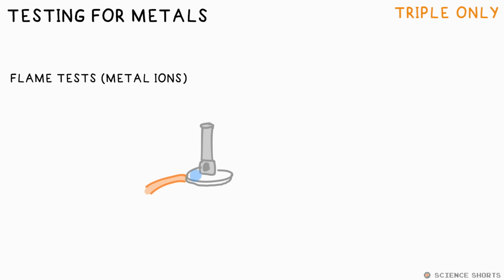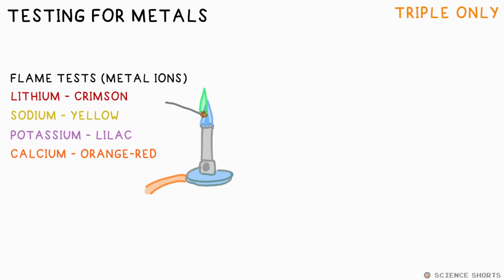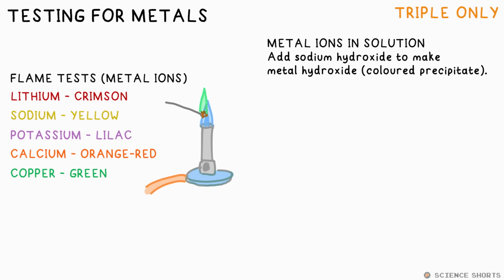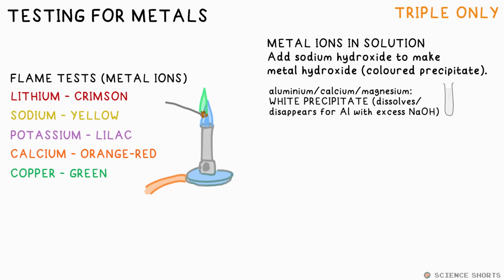We can test for some metals using flame tests. Lithium will produce a crimson flame, sodium yellow, potassium lilac, calcium orange red, and copper green. We can also test for some metals in solutions by adding sodium hydroxide. If aluminium, calcium, or magnesium are in the solution, a white precipitate will be formed. However, if it's aluminium, the aluminium hydroxide produced will then dissolve if excess sodium hydroxide is added.